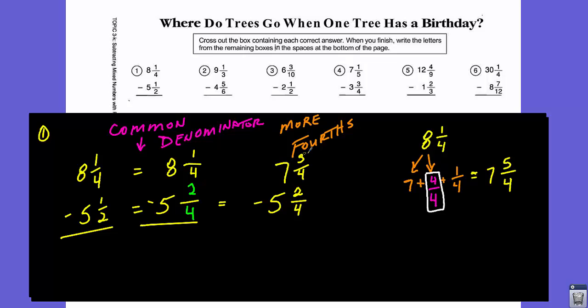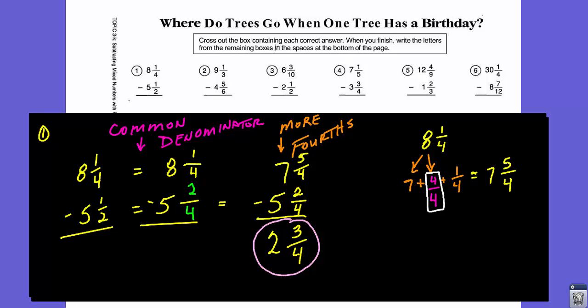7 5/4. That's enough room, or enough fourths, I should say, to do my problem. Now I've got 5/4 take away 2/4 is 3/4. 7 take away 5 is 2. And this is my final answer. My final answer is 2 3/4.